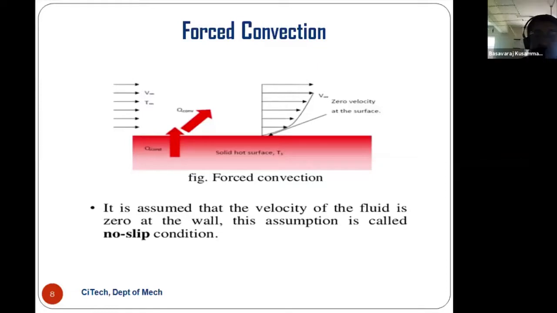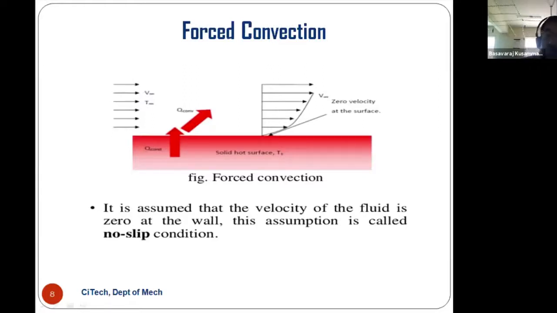So this is the diagrammatic representation of forced convection. This is the plate. Understand? Through the plate conduction will be happening, and this is the fluid which is flowing over the plate, so convection will be happening here. The fluid is moving with velocity V infinity and temperature T infinity over the plate, and the heat transfer taking place is due to forced convection. If the high velocity occurs, a high heat transfer rate will occur.